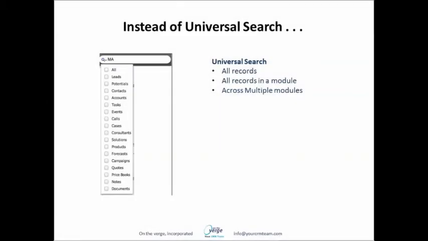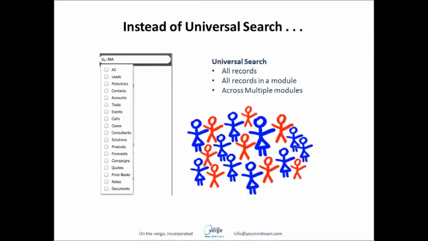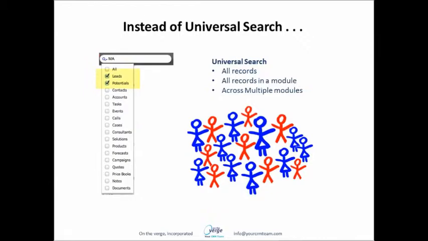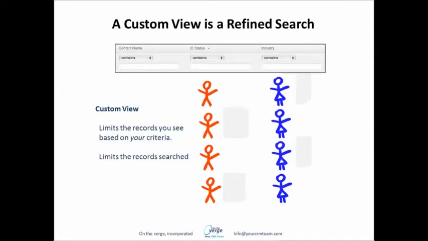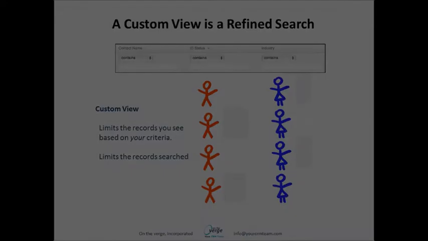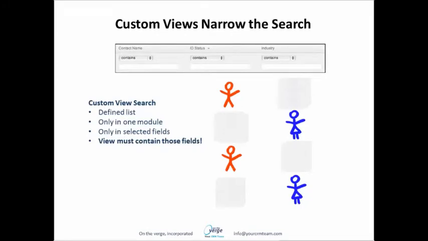Instead of a universal search, which looks at every single record in a database, even if you fine-tune it to look in just selected modules, it's still searching every record, field, note, activity, and so forth in those selected modules. So the results may overwhelm. For refined searches, we want to use custom views. A custom view is sort of a head start on your search anyway. In most cases, you've already started with fewer records to search.